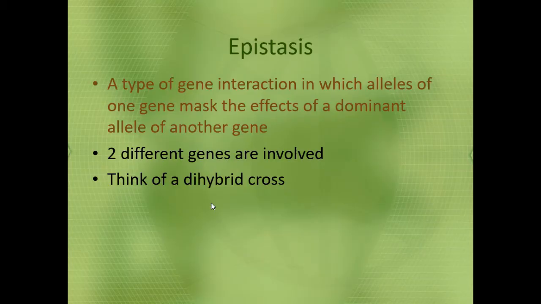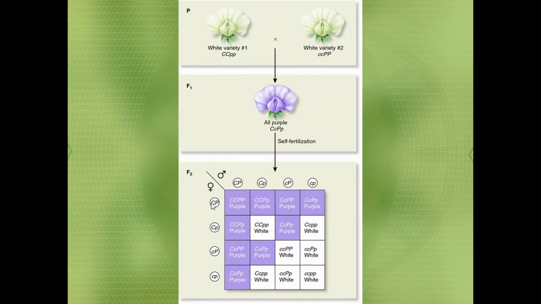Epistasis is a type of gene interaction in which alleles of one gene are going to mask the effects of a dominant allele of another gene. This is where you have two different genes involved, and this is going to be an example in a dihybrid cross. Now I have that first bullet point there in a different color. That's just to draw your attention to it. I'm not making you take any notes on this section, but whenever you go to do your questions, those colored parts may really help you out.